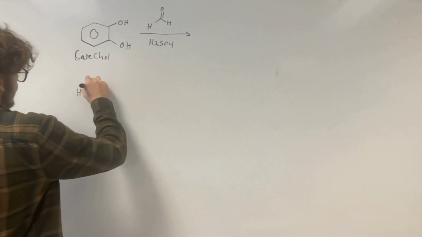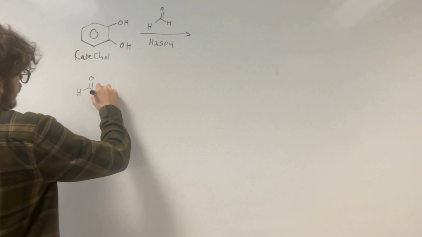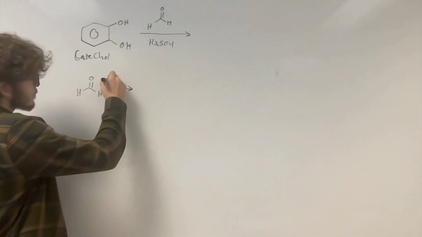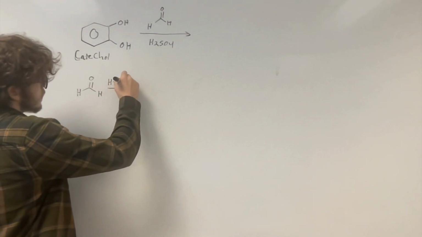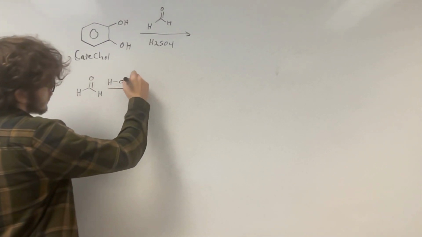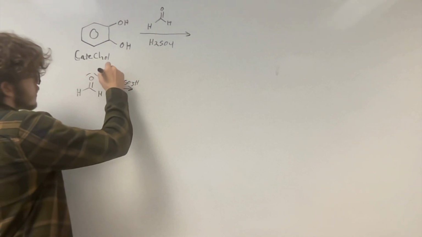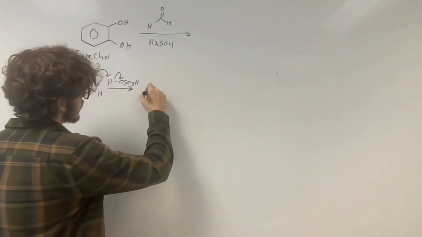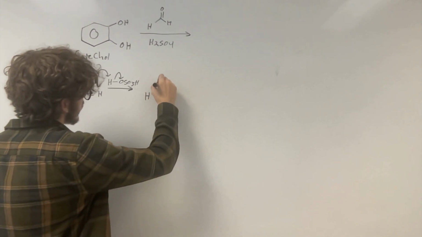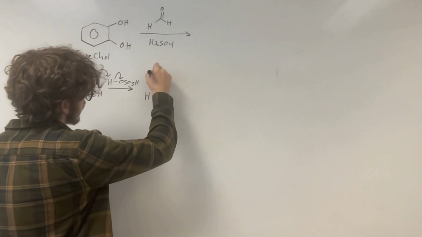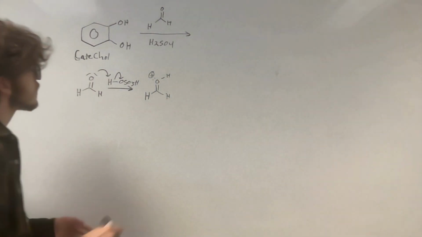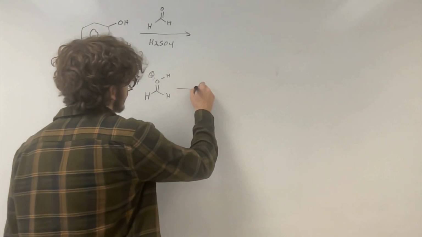We have formaldehyde. We know that we have to activate the aldehyde before it can react with catechol. So we're just going to take some acid from solution, that's H2SO4 right there. That's going to pick up a hydrogen, and we're going to get an activated formaldehyde molecule.